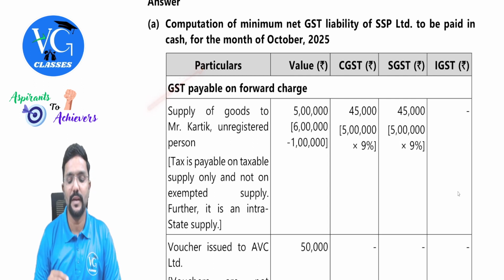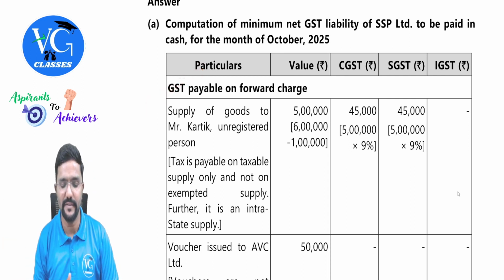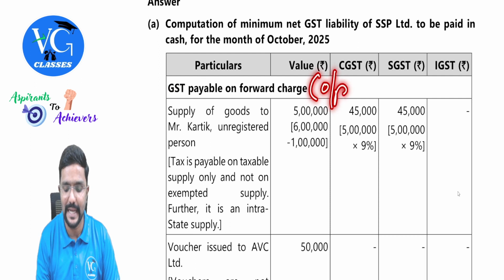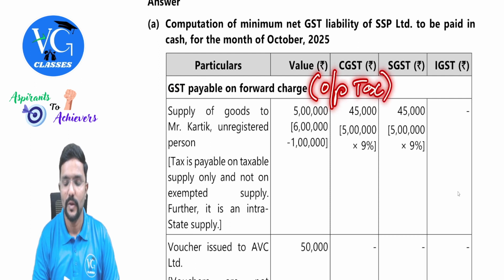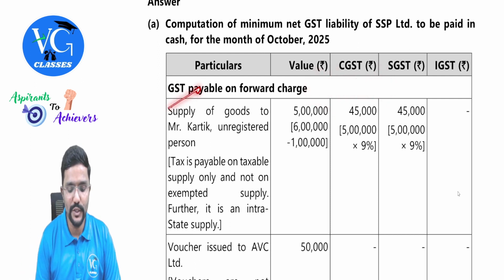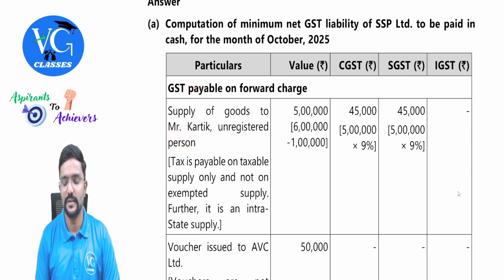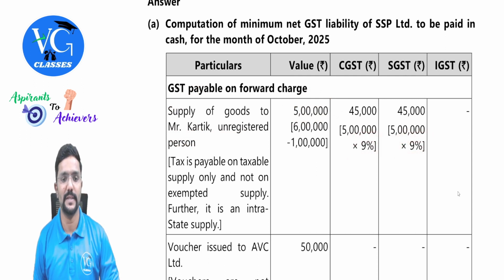Okay. GST payable on forward charge, that is on outward supply. We also call this output tax. Supply of goods to Mr. Karthik, unregistered person, guys. So please take only 5 lakh. I already explained on this. So it is an intrastate supply. So 9%, 9%. Yes, sir.